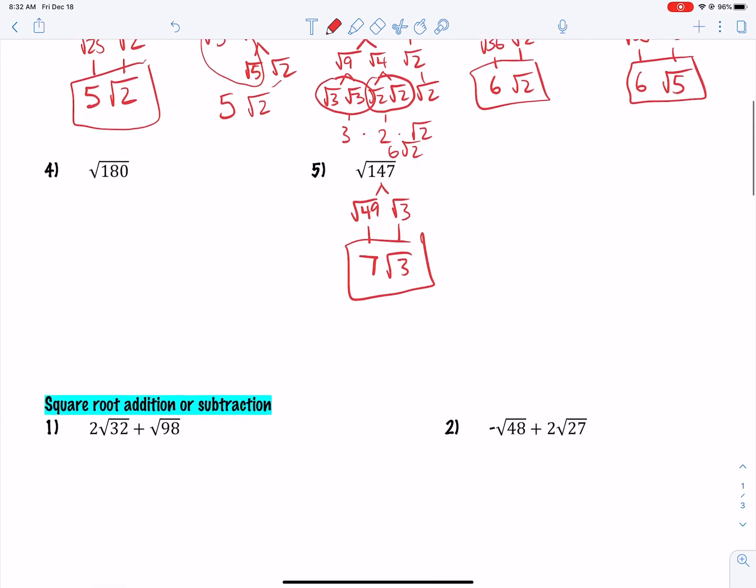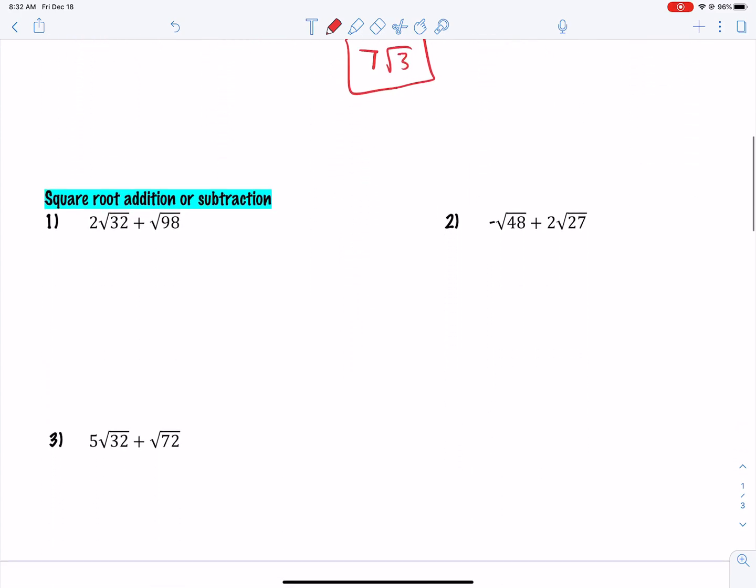Good old radicals. All right, adding or subtracting radicals. So here you need to make sure that whatever number's under the radical has to be the same in order to add or subtract them. So what we do is we simplify each one separately, and then we'll find at the end it's going to be the same number, and then we'll be good.